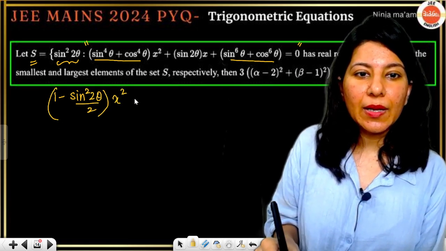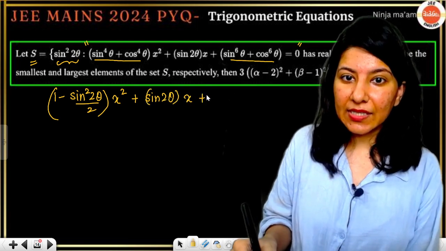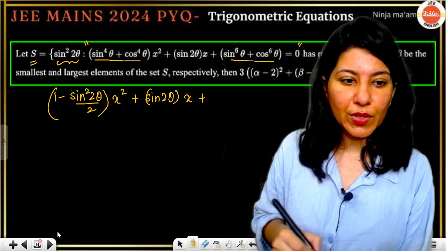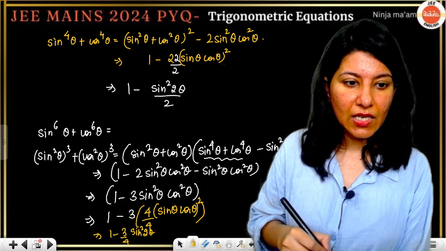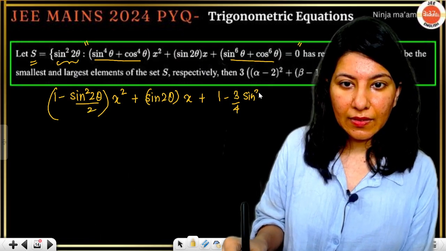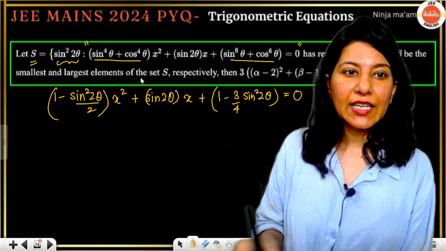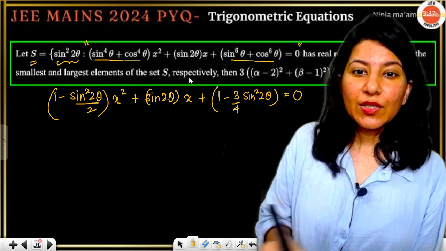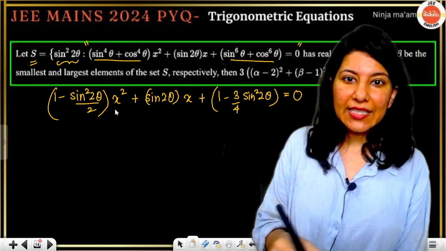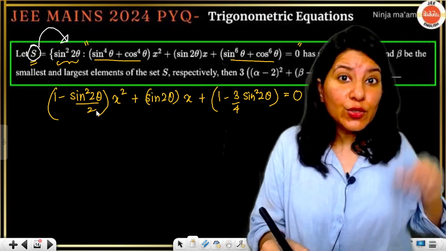x square plus sine 2 theta x plus sine raised to power 6 theta plus cos raised to power 6 theta, right? So this is going to become 1 minus 3 by 4 sine square theta is equal to 0. Okay, so this has real roots, that's what they are saying. So this equation is having real roots, and set S is having the values of sine square 2 theta.